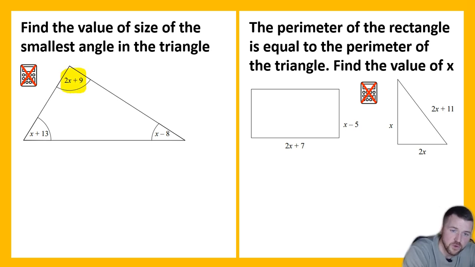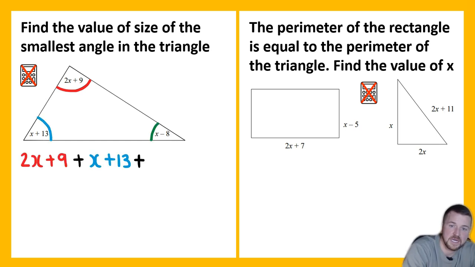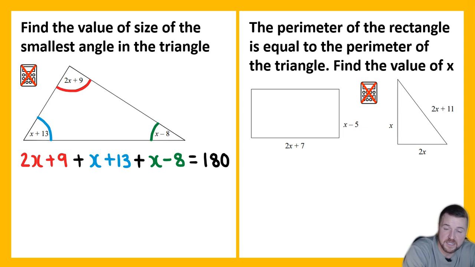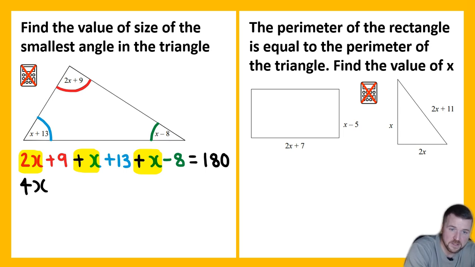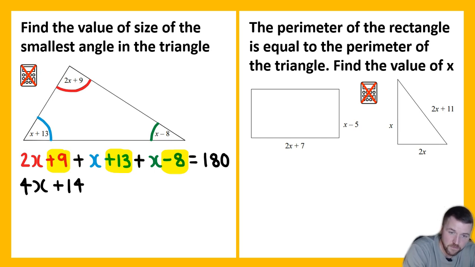We should know that all of the angles of a triangle will add to give us 180 degrees. This isn't stated in the question and is just an expectation that we know and use this. So adding 2x plus 9 to x plus 13 and adding x minus 8 will equal 180 degrees. I can now simplify by collecting like terms on the left-hand side of the equation. 2x plus x plus x is 4x, and 9 plus 13 subtract 8 is positive 14.